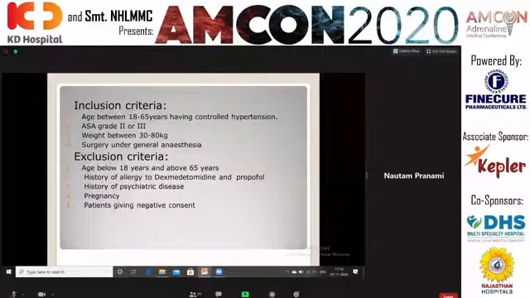At the beginning of skin closure, volatile anesthetic was discontinued. Our inclusion criteria are age between 18 to 65 years, ASA grade 2 and 3, weight 30 to 80 kg, and surgery under general anesthesia. Exclusion criteria are age below 18 or above 65 years, history of allergy to dexmedetomidine and propofol, history of psychiatric disease, pregnancy, and patients not giving consent.